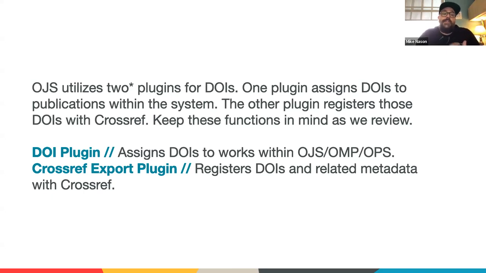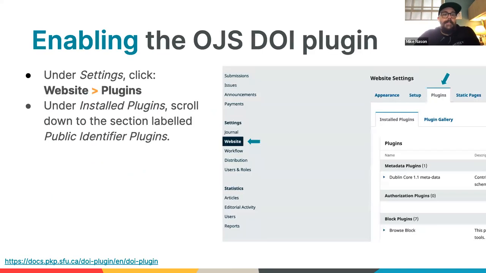We started with an export plugin that sent metadata generally straight to Crossref, but it's important to know that OJS utilizes two plugins, and I put an asterisk because there's more than two plugins, but there's two plugins that matter the most. One plugin assigns DOIs to publications within the system, and something has to be assigned a DOI before you can then register that DOI with Crossref. And the other plugin registers those DOIs with Crossref. So we'll keep those two functions in mind. There's a DOI plugin, which assigns DOIs to works, and there's the Crossref export plugin, which registers those DOIs and related metadata with Crossref.